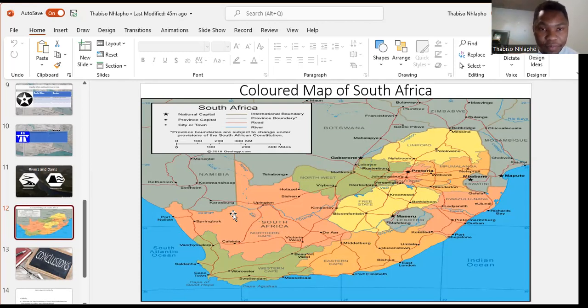We have the brown lines, which represent international boundary. We have the red lines, which represent roads, and we have blue lines, blue for water. So basically, you all know what it means. It means blue lines represent rivers.